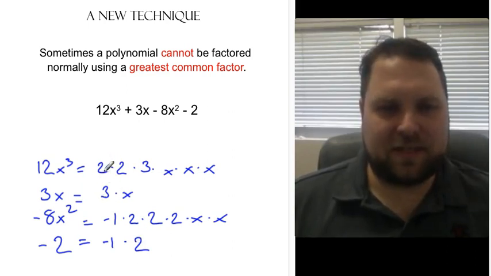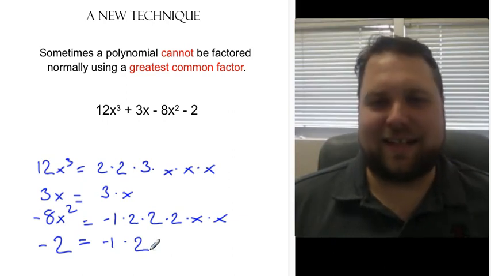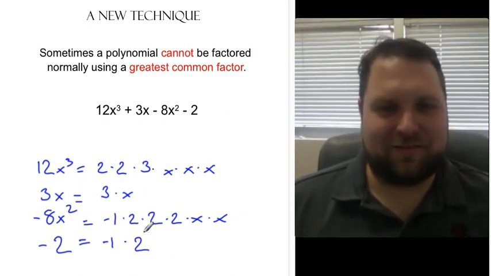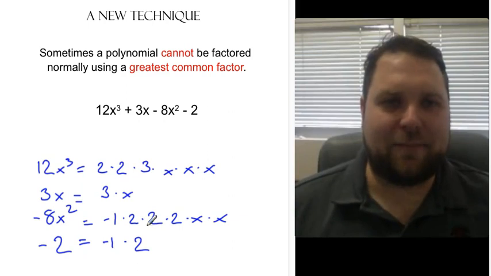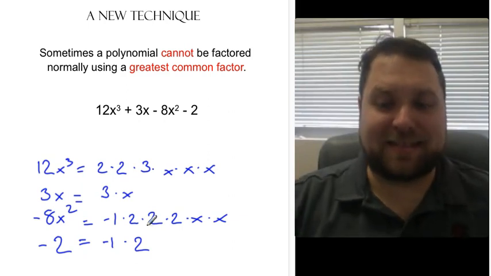So 2 in this one, well, that one doesn't have a 2, so it doesn't work. There's a 3. That one's got a 3. That one doesn't, and that one doesn't. Well, this one's got an x. That one's got an x. That one's got an x. That one doesn't. There is, again, not a single thing that all four of these have in common, so there's no greatest common factor, so I can't factor using that. Something else has got to happen, right?